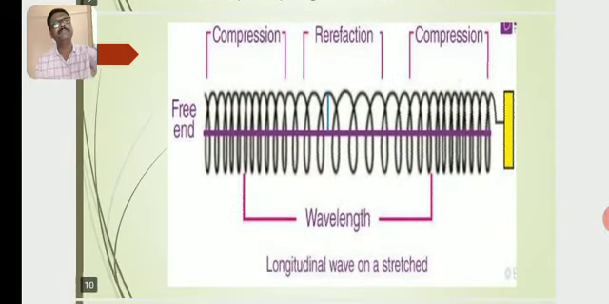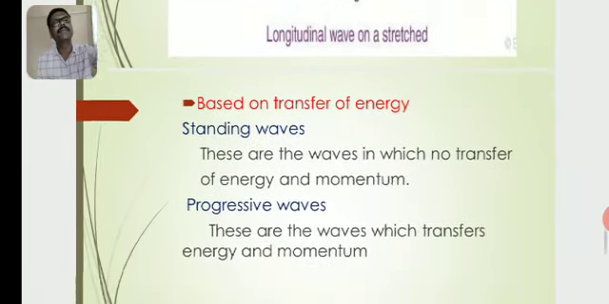Now you see the diagram. The waves along a spring indicate a series of compressions and rarefactions. One end of the spring is fixed to a rigid support, another end is a free end. If a disturbance is given to the free end, then the turns can oscillate horizontally, that means in the direction of propagation of the disturbance. So longitudinal waves along a stretched spring are a good example of longitudinal waves.